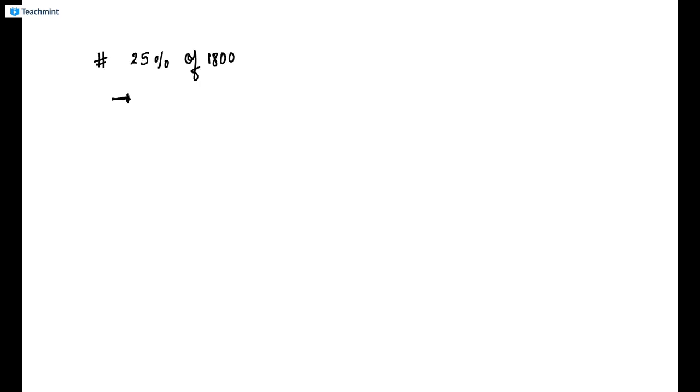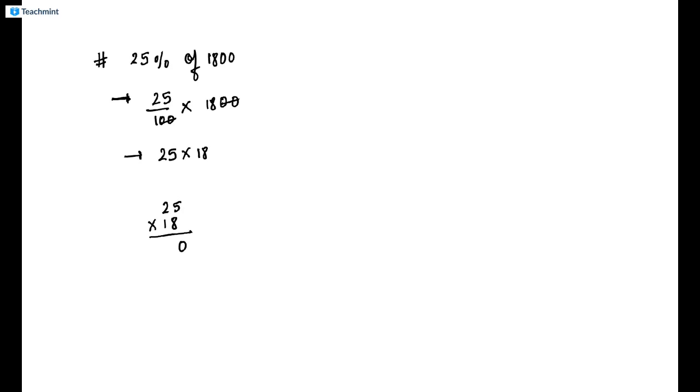You will just simply do this from your school time. 25 by 100 multiplied by 1800, you will just simply cancel it, and now 25 into 18. I already taught you speed maths. In speed maths I told you two digit multiplication. So here you can use this also, but you can go by the traditional method too.